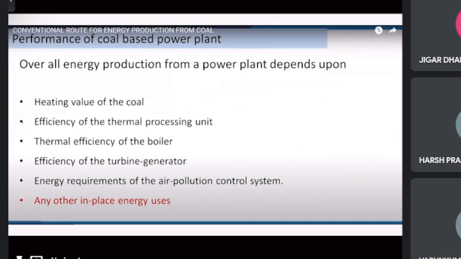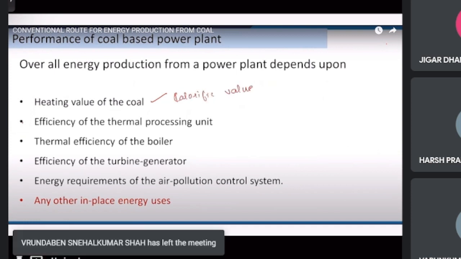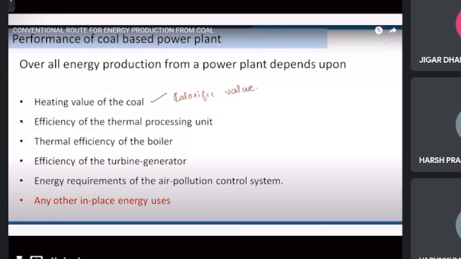So, performance of a coal-based power plant. The overall performance or the energy production of a coal power plant depends on the following conditions. First, the heating value or the calorific value of the coal that you are using in the plant. Then the efficiency of the thermal processing unit, efficiency eta.